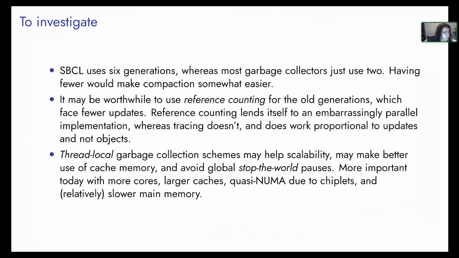With more multi-core systems, with particular caches, chiplets, and relatively slow main memory, I think we also should revisit thread-local garbage collection schemes where each thread has its own private heap that it can collect by itself. This would help with scalability, since we have an easy way to partition the heap between threads, and it would also avoid global stop-the-world pauses if most objects can be reclaimed in private heaps.